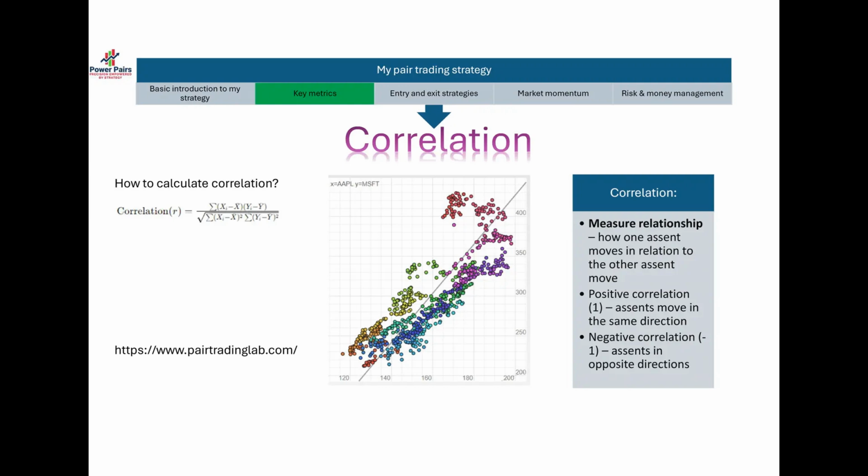In TradingView, you'll find many correlation indicators, including one that I developed specifically for pair trading. It's completely free to use. Just search for "symbols correlation built for pair trading." A direct link is also available below this video. On the right side of the slide, you can see additional details that explain how correlation influences the quality and reliability of the trade.